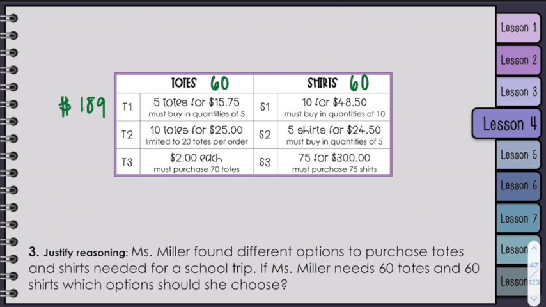Okay, so for option 2 for totes, you have 10 totes for $25, but again, you have to buy 20 totes per order, so it's really 6 sets, so it's 6 times your $25. So it's going to be $150. For option 3, you have $2 each, but you have to buy 70 totes. So you have to buy the total 70, but it's $140. So even though you're buying more than you need, that's how much you have to buy.